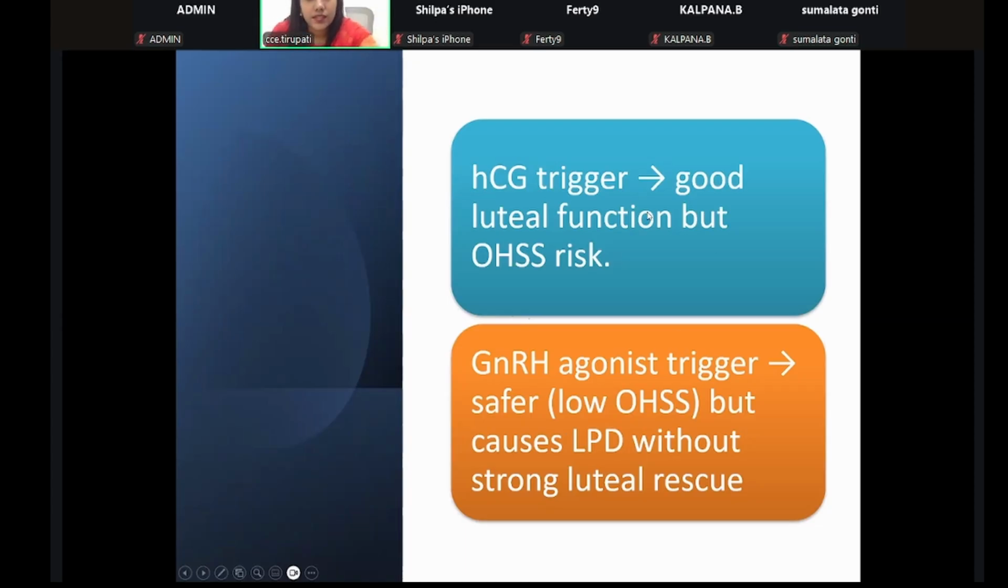So HCG trigger gives good luteal function, but there is a risk of OHSS, so we need to be cautious in hyperresponders. With agonist trigger, it is safer in high responders, with low risk of OHSS, but it causes luteal phase defect without strong luteal support.